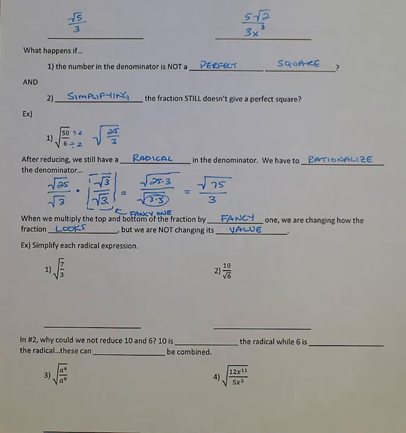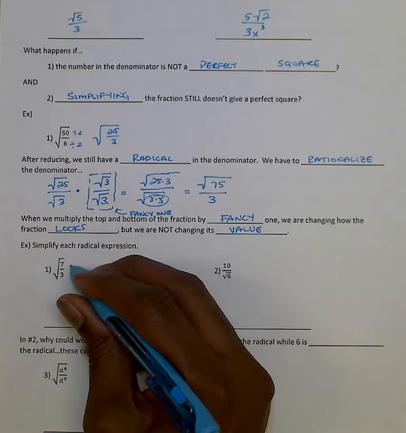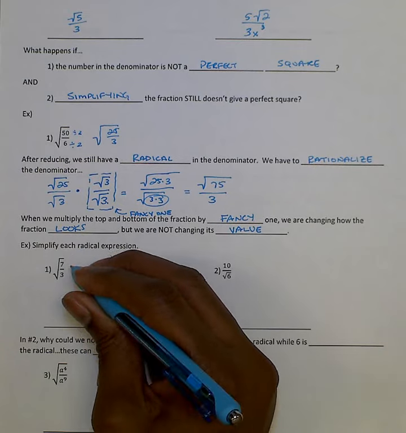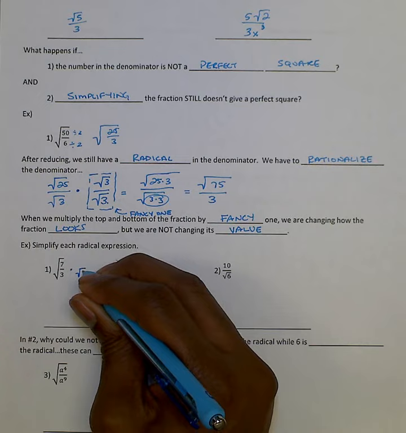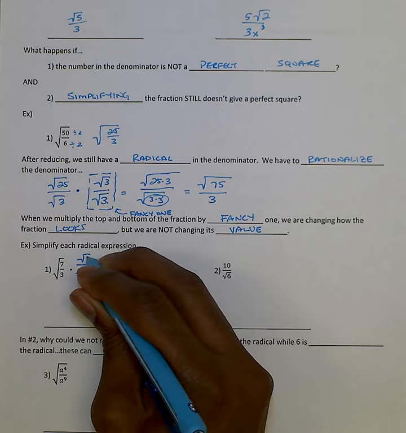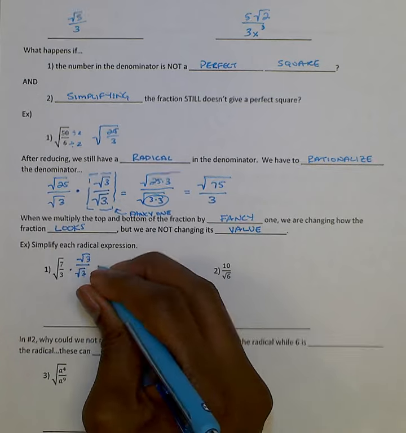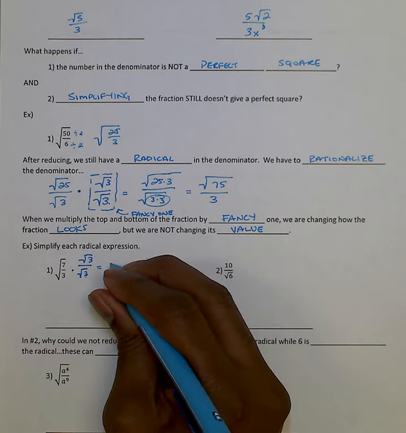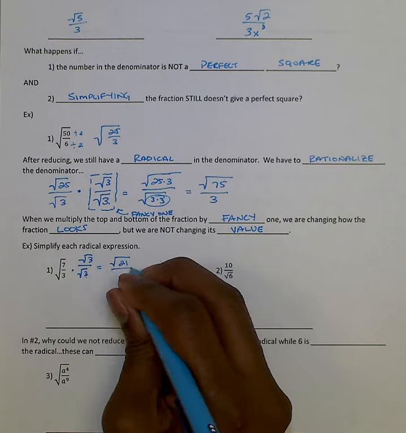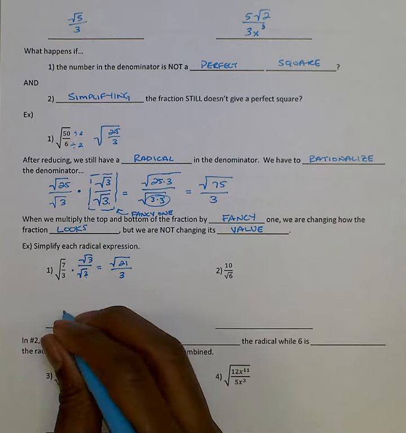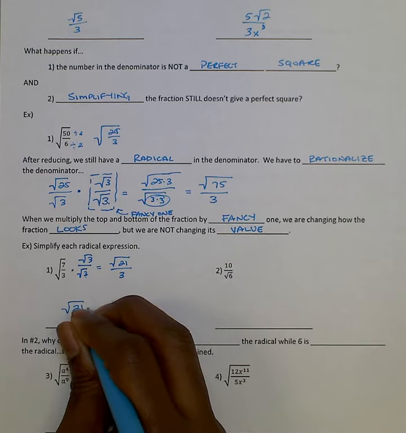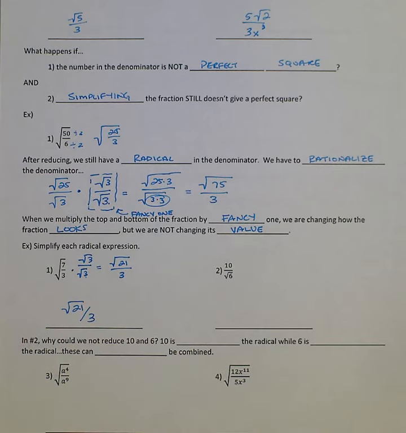So let's look at number 1. We have radical 7 over 3. I tried to simplify it. There's nothing that goes into both 7 and 3 that makes it smaller. So now I have to rationalize this fraction. And again, I'm choosing the denominator. The denominator is the number that makes me say, okay, that's what I need to get rid of. So when I do that, I get radical 21 over 3. Okay, and so we have our answer, radical 21 over 3. Okay?